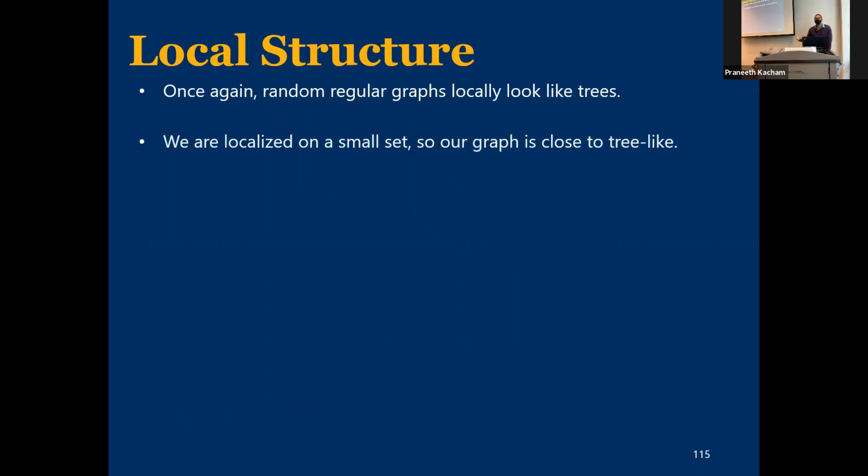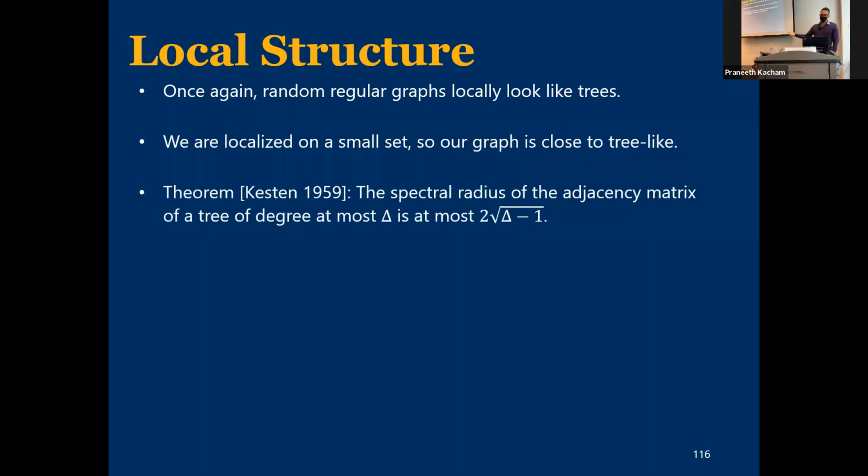Remember that we localized to a small set, right? So what that means is that whatever set we localize on should look tree-like. Trees, we can bound the spectral radius of, right? And specifically, we can bound it in terms of the maximal degree of the tree.